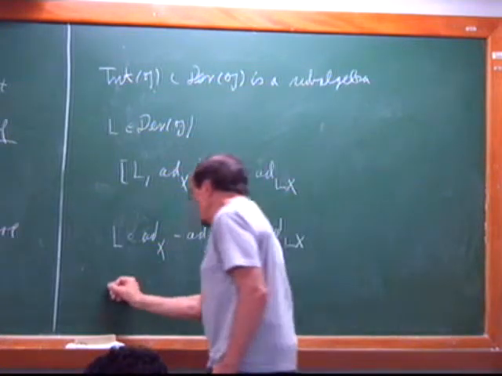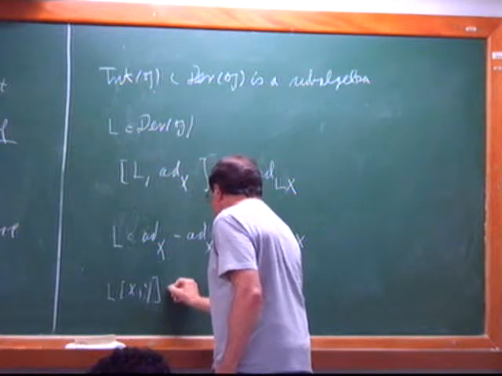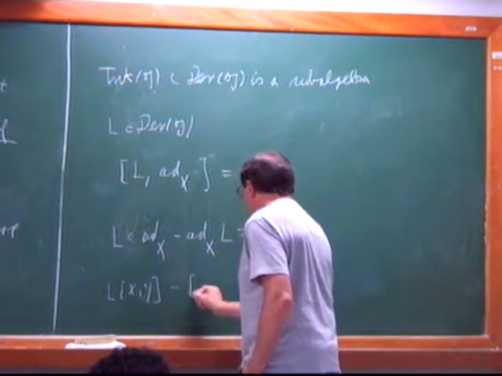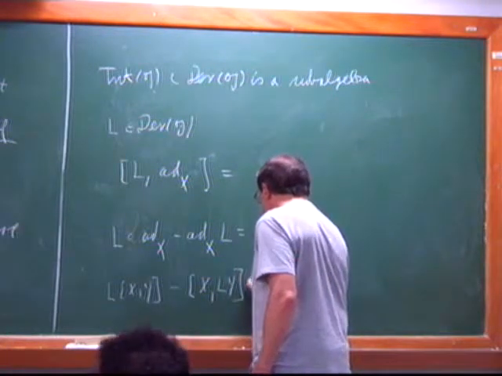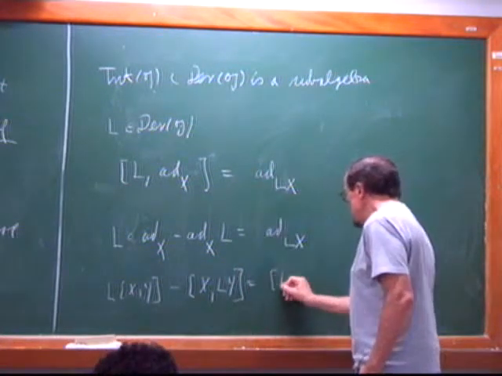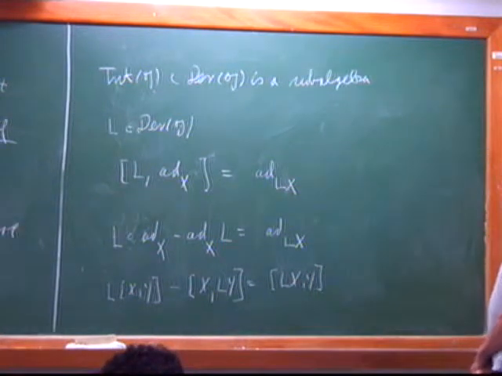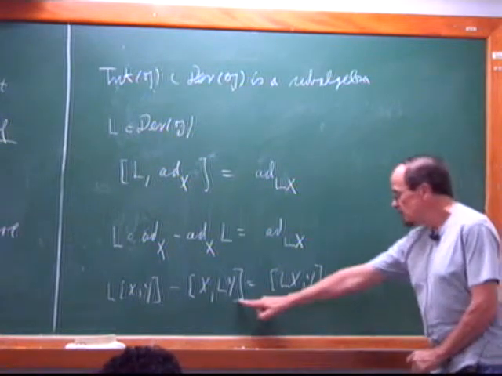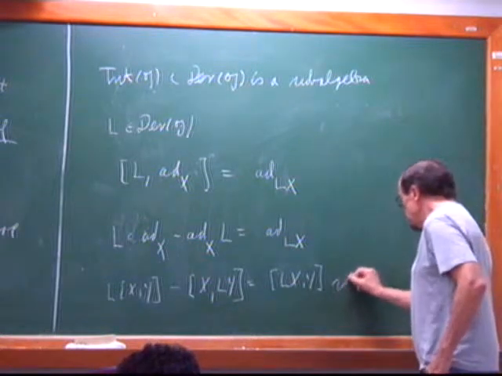Applied to an element, so it says L applied to [x,y] minus [x, Ly] is equal to [Lx, y]. Right, and that's just the automorphism property. Sorry, the derivation property. Put it on the other side. Right. So this is true since L is a derivation.